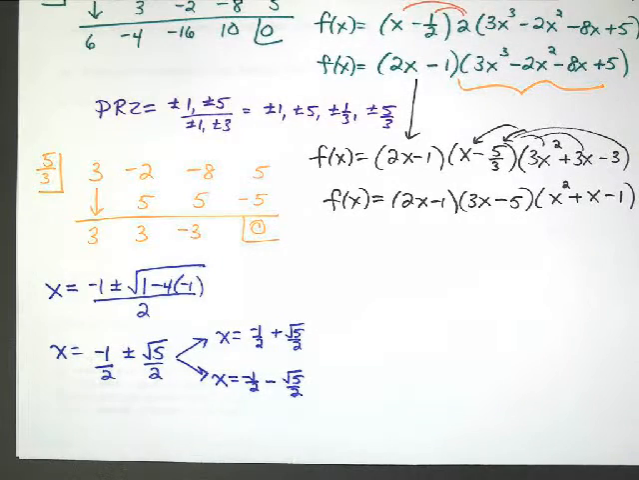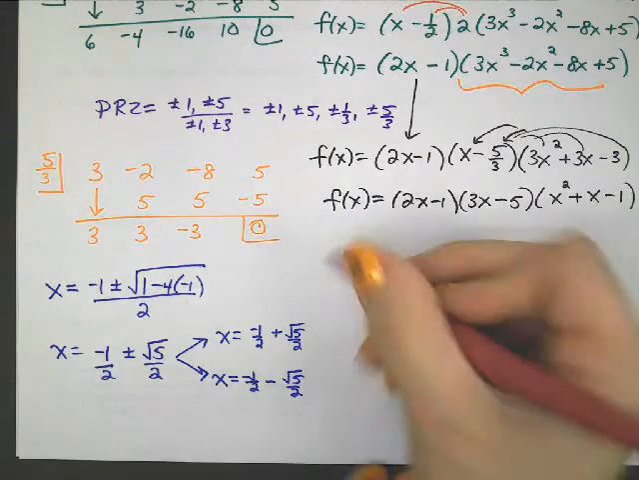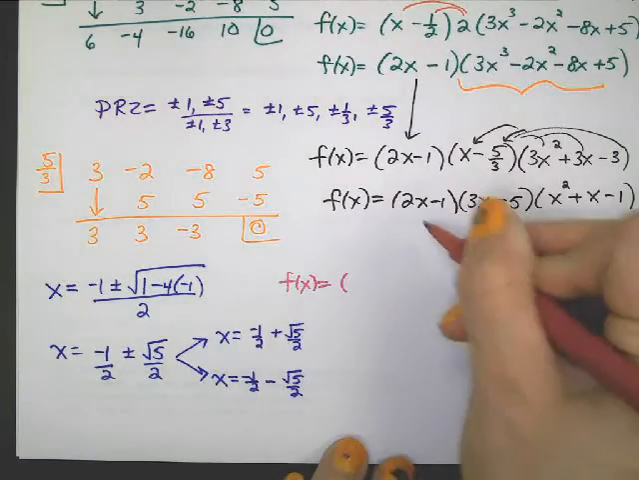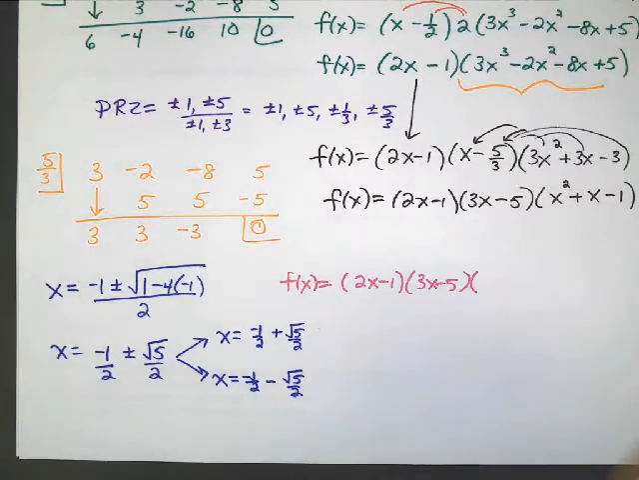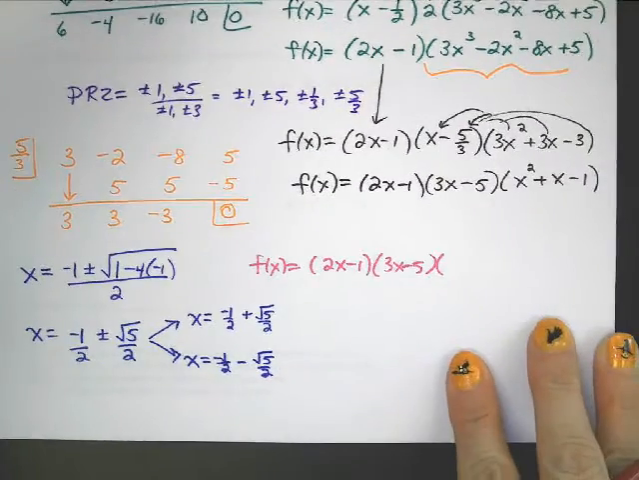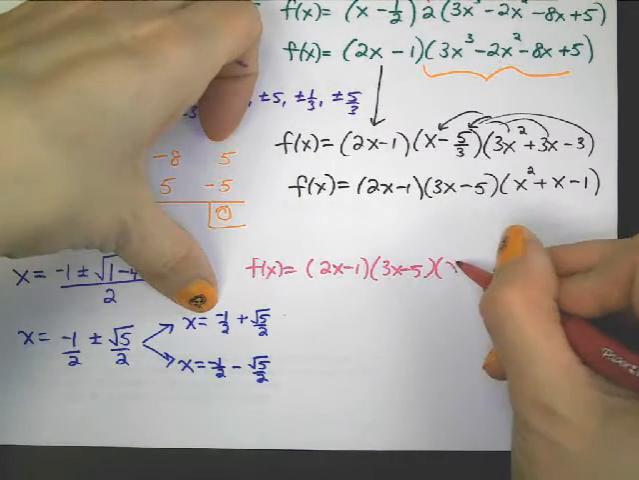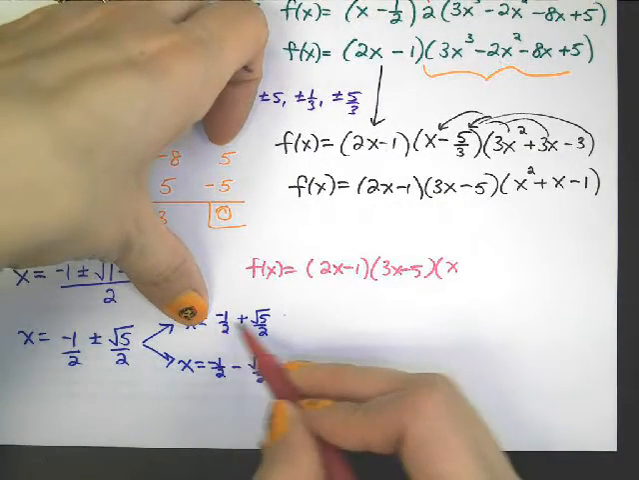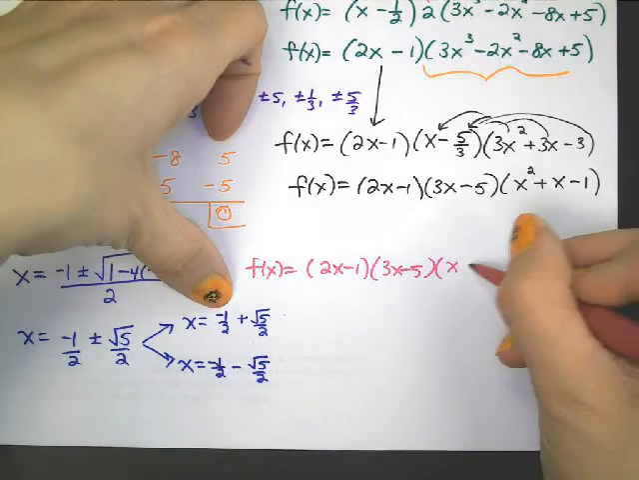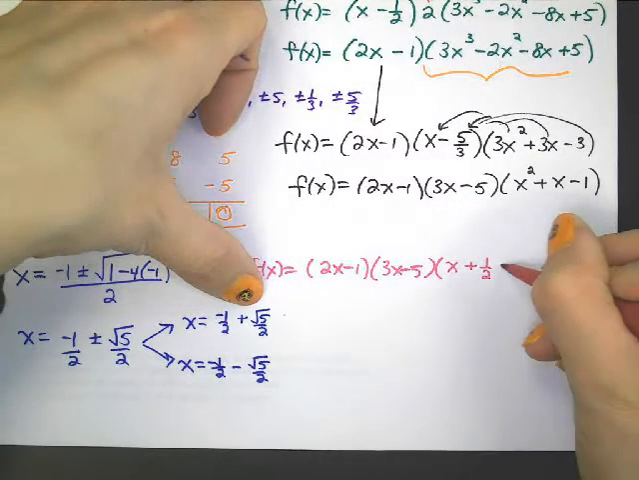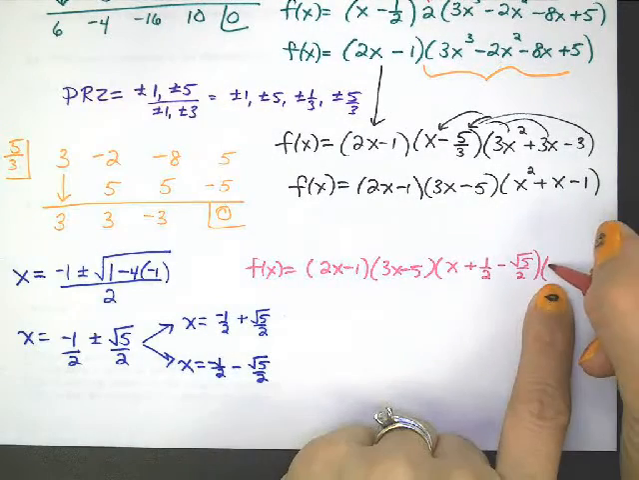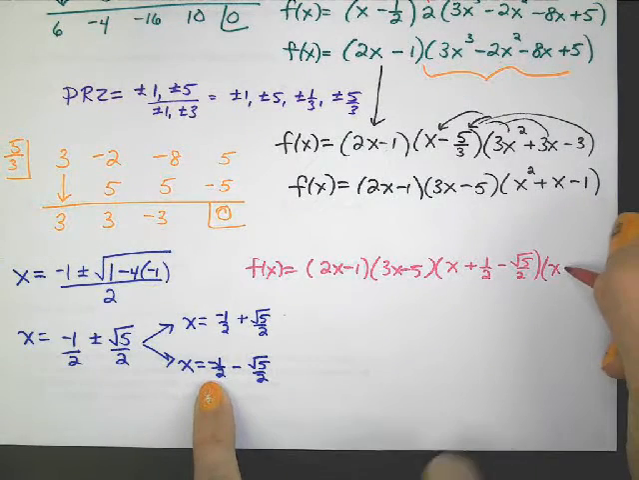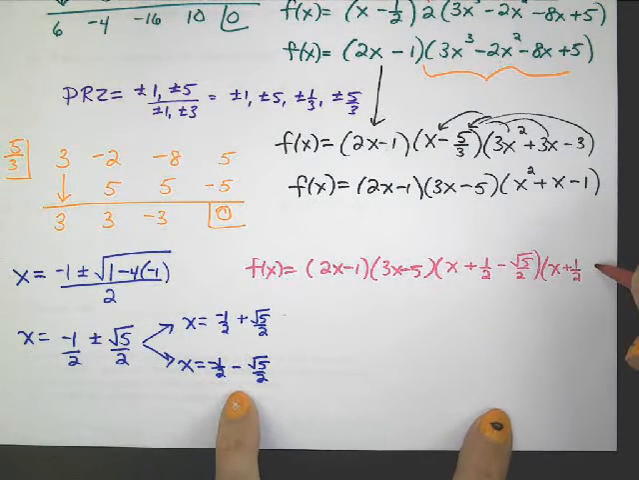So now we're going to go ahead and write our final answer over here. Okay, f of x equals, our first factor is 2x minus 1, then 3x minus 5, and here comes the last 2 factors. Remember, you have to start with x, and then you have to subtract, change. So it's going to be x plus 1/2 minus radical 5/2, and the last set of parentheses, don't forget to put x, plus 1/2 plus radical 5/2.